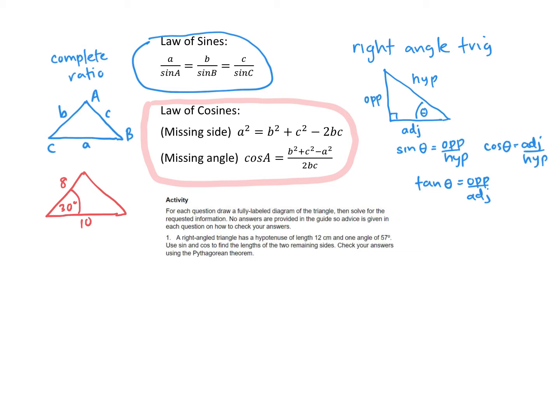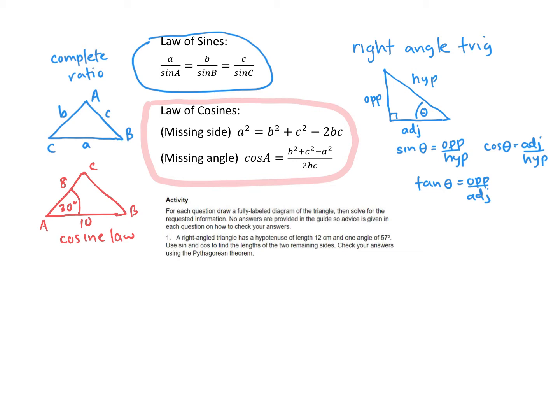The reason we have to use law of cosines with this triangle is because we don't have a complete ratio, a complete ratio being an angle and the side opposite. Let's call this triangle ABC. In this red triangle, we have angle A, but we don't have side a. We have side b, but we don't have angle B. And we have side c, but we don't have angle C. So we would have to use cosine law because we don't have a complete ratio.